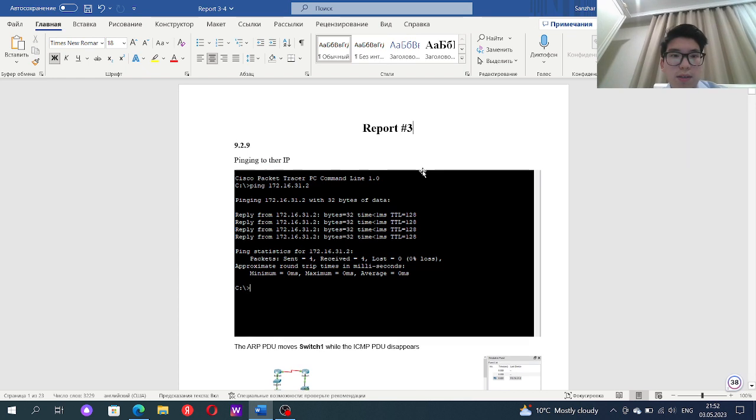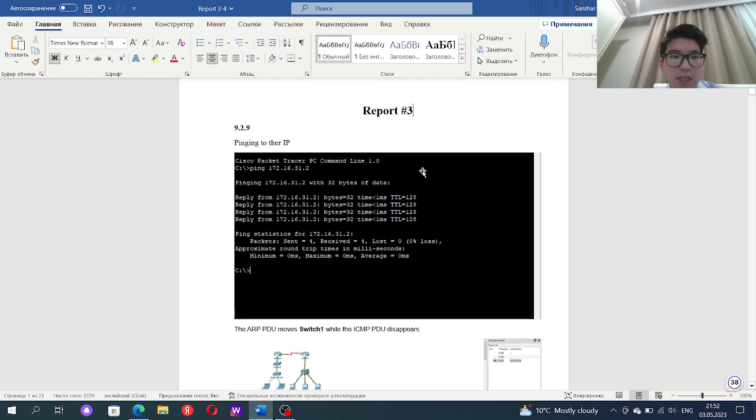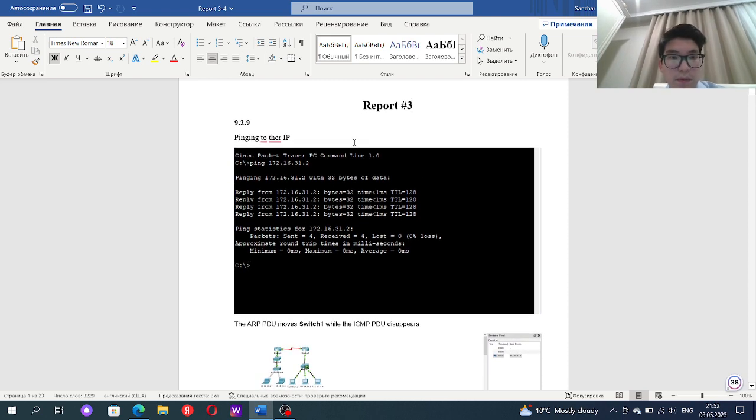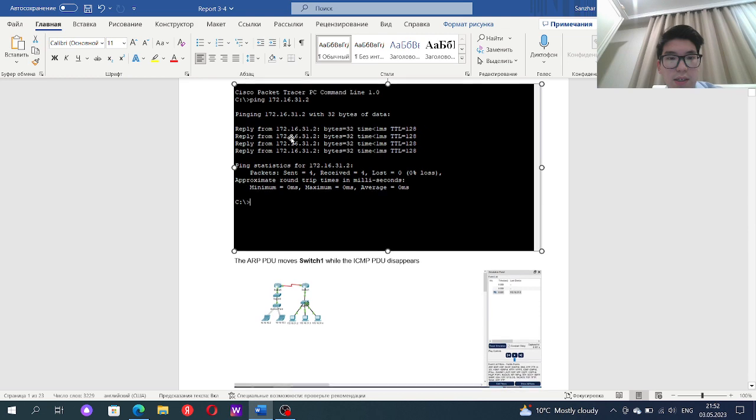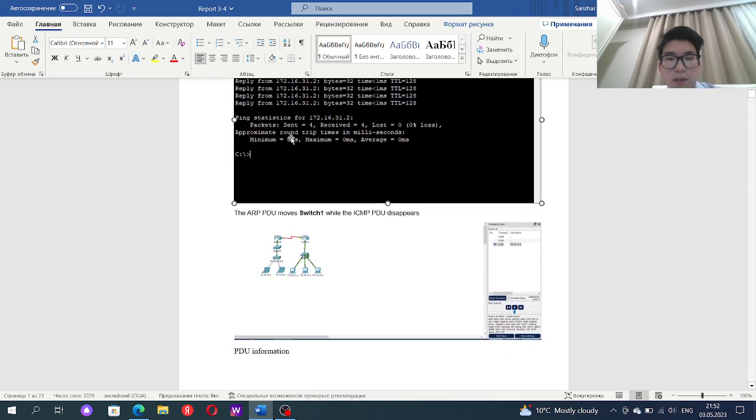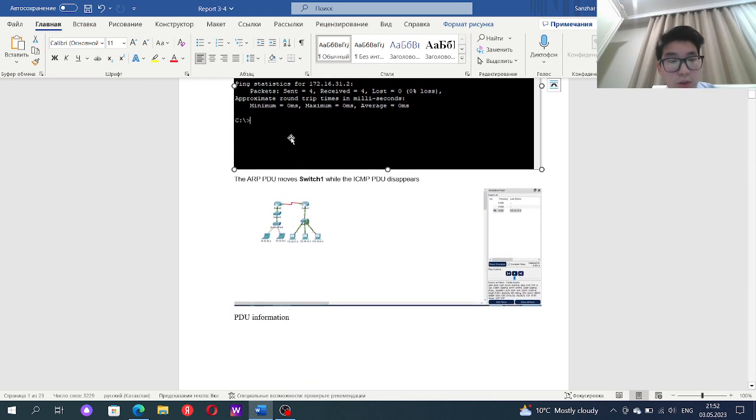We started by pinging the IP. We pinged from computer 172.16.31.1 to 172.16.31.2, and it was successfully pinged. As we can see, it sent 4 and received 4, so there is 0% loss.